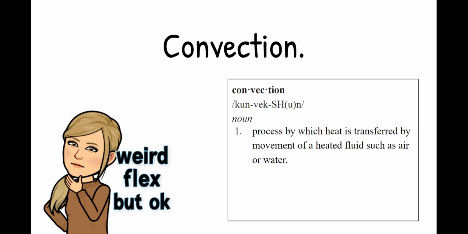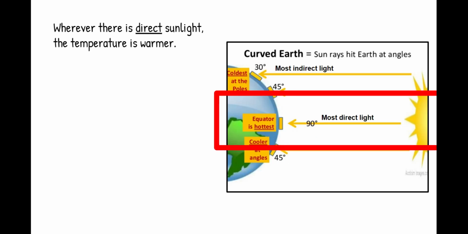We've learned that convection is the process by which heat is transferred by the movement of a heated fluid such as air or water. And that's a really fancy way of saying that it's a cycle, a current of heat transfer, a circular motion of air, of any gas or liquid moving from high density to low density, from cooler to warmer. And so what we're describing here is convection.